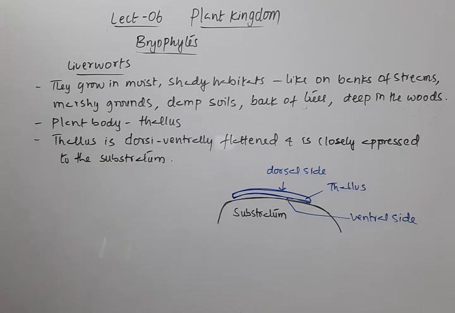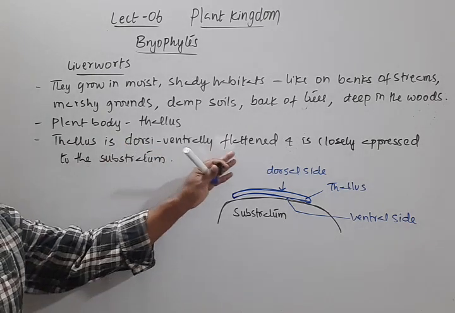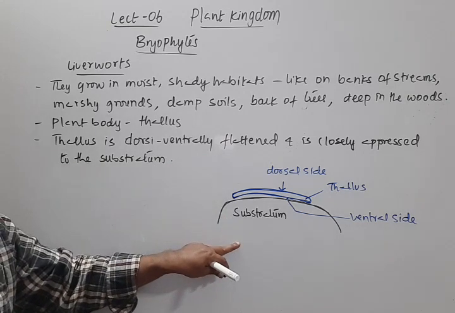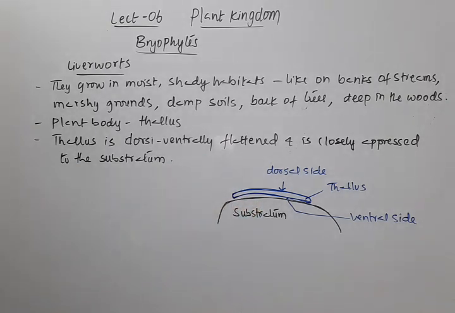I hope it's clear. So dorsiventrally flattened and closely appressed to the substratum, right? The dorsal side and ventral side, both sides, are flattened, and it is pressed against the substratum. So that is the meaning of this statement here.